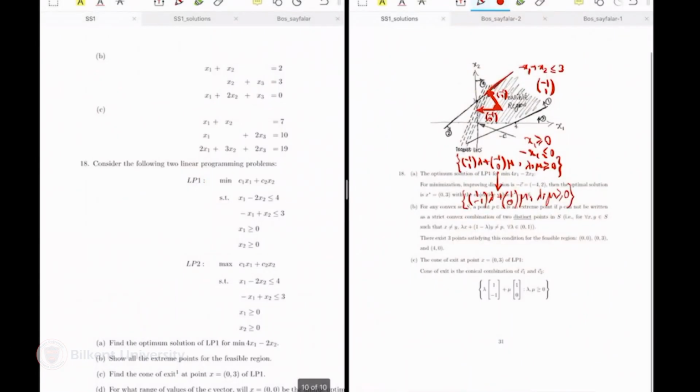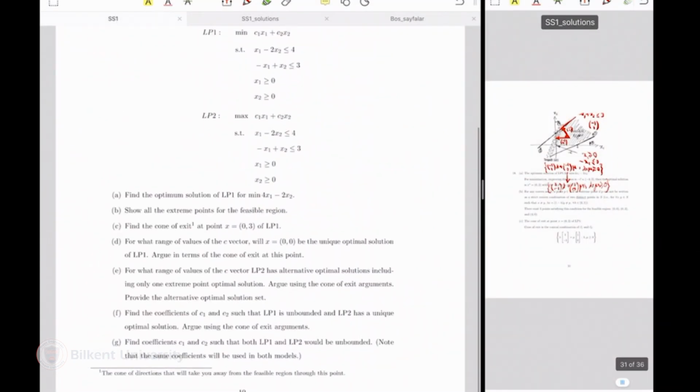So, is there any ambiguity about the cone of exit definition? Why are we doing this? How are we doing this? Any questions?